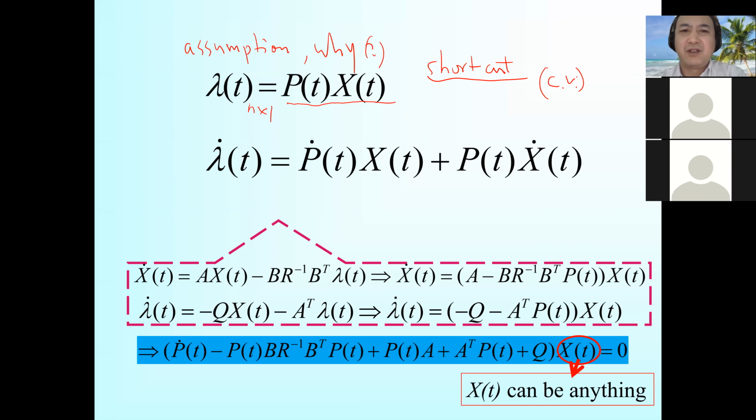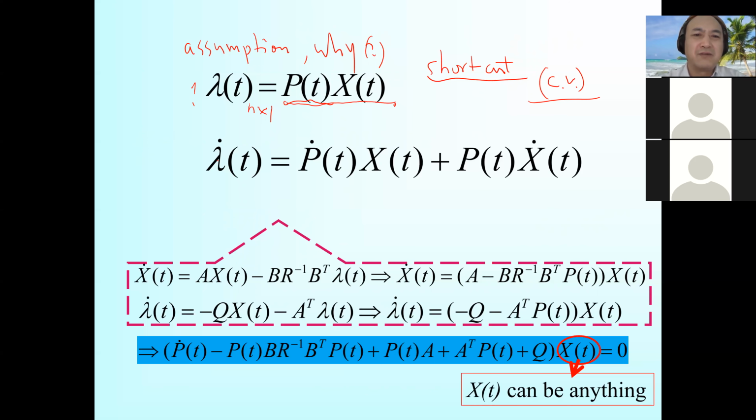But here, let's assume that lambda and x are connected through a P(t), and let's see whether we can find this P(t). There is some trial and error spirit here. If you really want to know how we can do this with lambda, we need to calculate the variation. Let's bypass it by directly assuming this connection here.